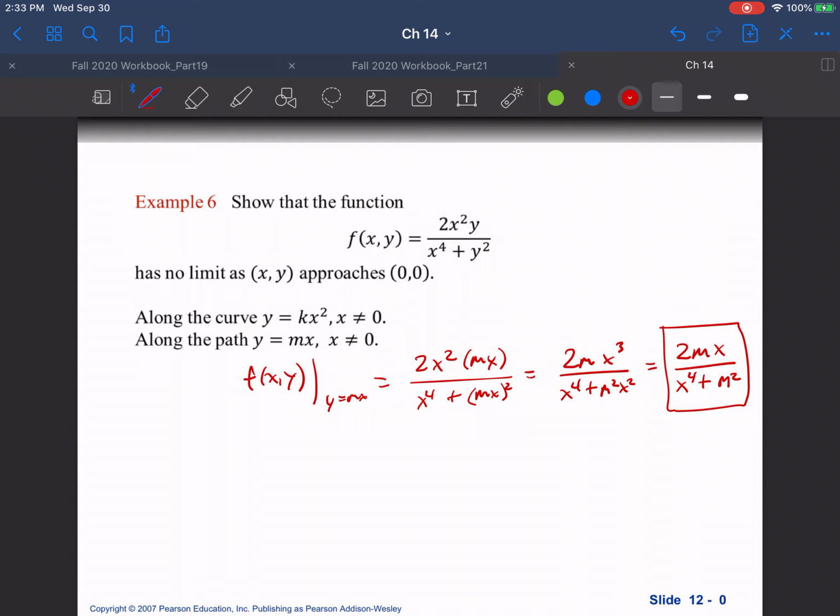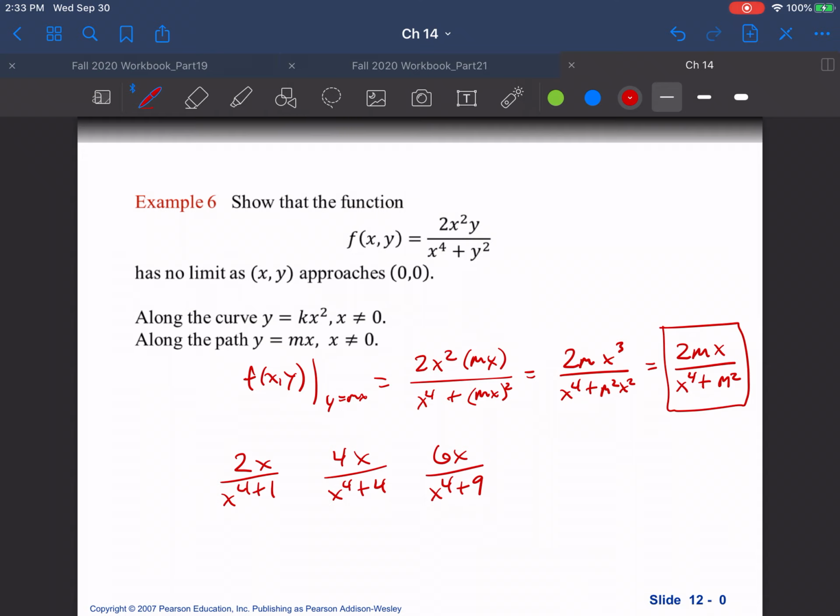So no matter what value of m we pick, say if we pick m as 1, it's 2x over x to the fourth plus 1. If we pick m as 2, we get 4x over x to the fourth plus 4. If we pick m as 3, we get 6x over x to the fourth plus 9. But anyway, the point is the limit of all of those, as x goes to 0, they are all 0. And so this is where you have to be careful.